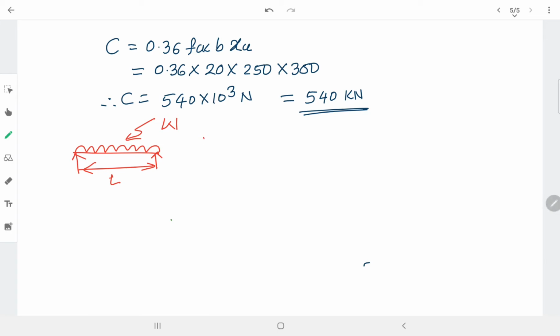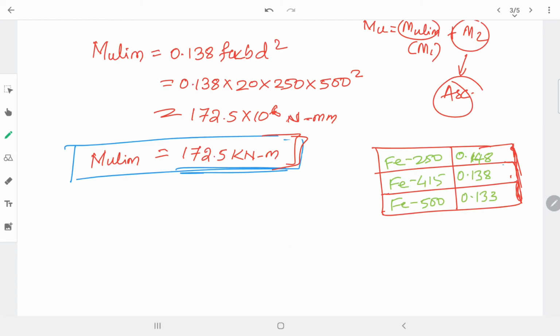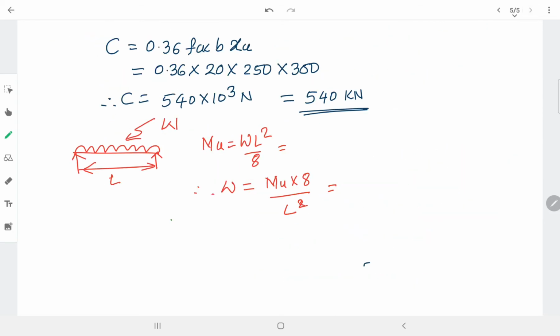The moment is equal to Mu, or Mu limit, whatever. Mu is equal to W L square by 8, right? So in this way we will be calculating. What is the value of W? W is equal to Mu into 8 divided by L square. Mu we have already calculated. Because this is not a final Mu, I'll be using this one only. Because we don't have M2, because AC is not mentioned, I'll be calculating based on Mu limit itself.